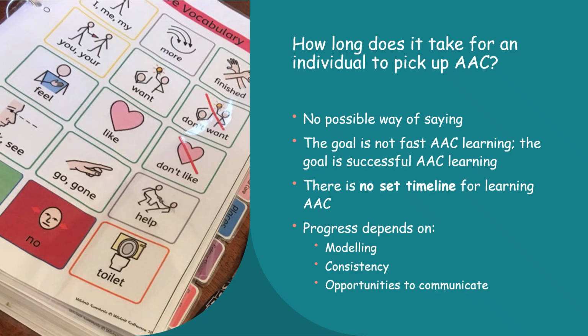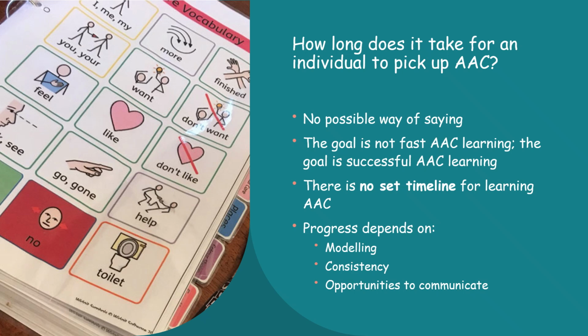A question that we often get asked is, how long will it take for a child to learn AAC? And the honest answer is there's no possible way of giving a specific time frame. I don't know. Every child is different and there's no set timeline for learning AAC. Just as children develop spoken language at different rates, they also develop AAC skills at different rates. But what we do know is that progress is strongly influenced by the environment around the child. So it's strongly influenced by parents supporting, by auntie and uncle supporting, by staff supporting. The more AAC is modelled, the more consistently it is available, and the more opportunities a child has to communicate throughout the day, the more likely they are to make progress.